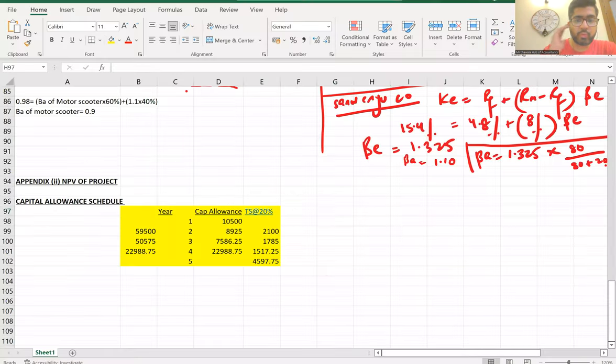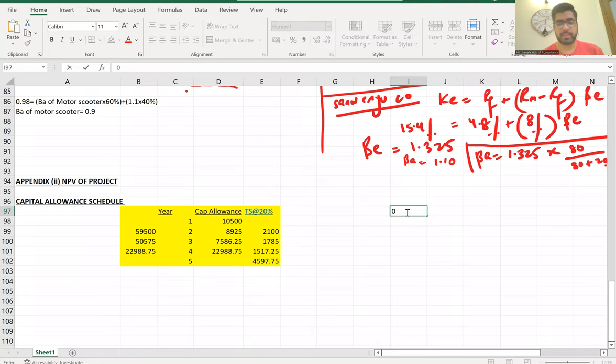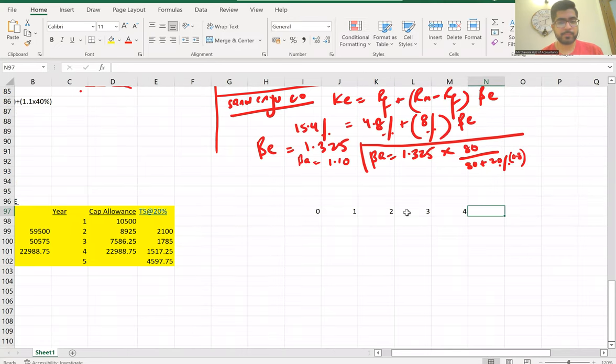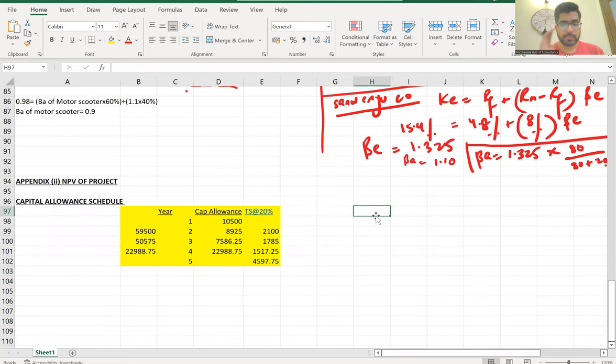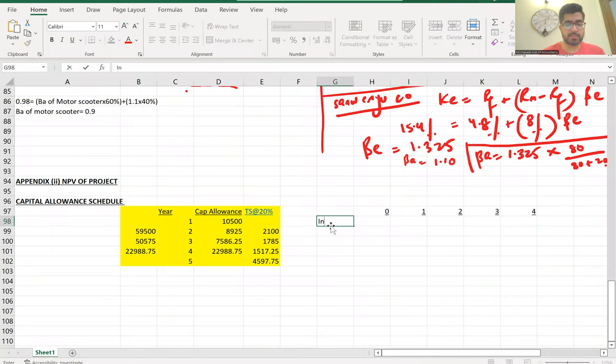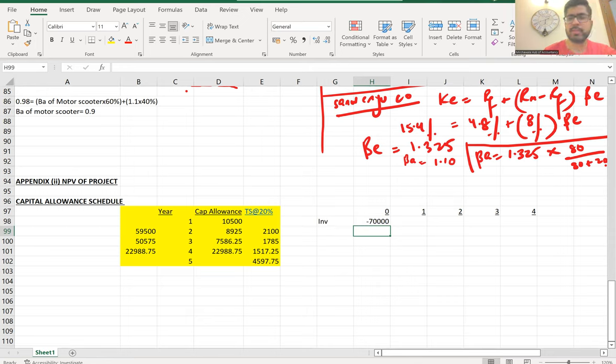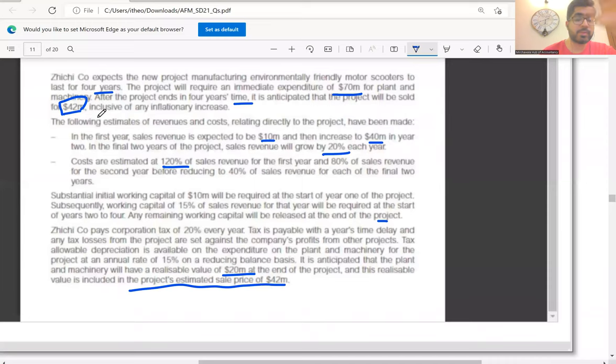Okay, so once we make the capital allowance schedule, we should next move towards the NPV calculations. And in NPV, it's a 4-year life, right? 0, 1, 2, 3, and 4. As you all know, in an NPV calculation, the first thing is investment. Investment is at year zero. How much? Negative 70,000. If you want to do it in millions, it's your choice, but I'm doing it in thousands. So investment is 70 million, and the scrap value will be 2 million. So I will record it later.